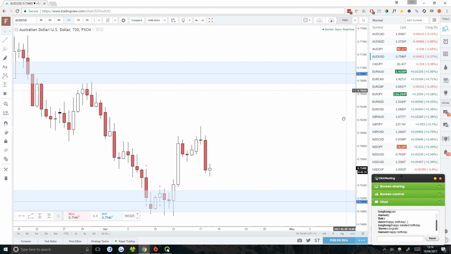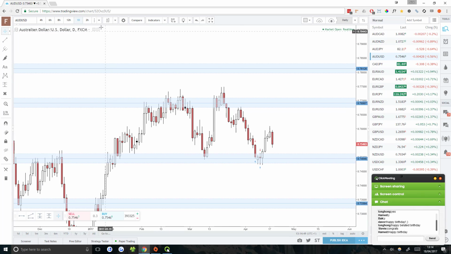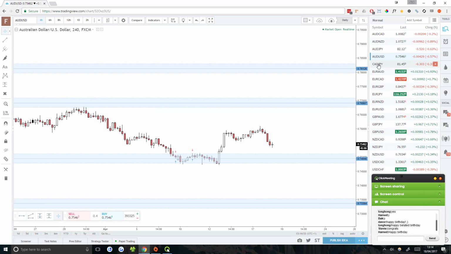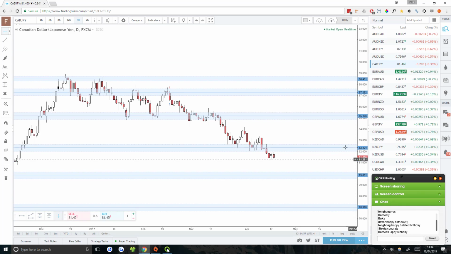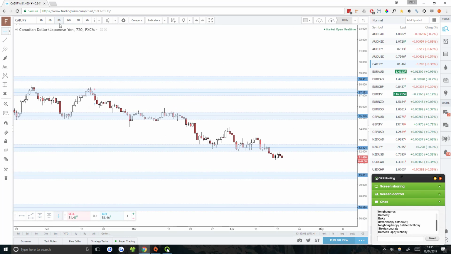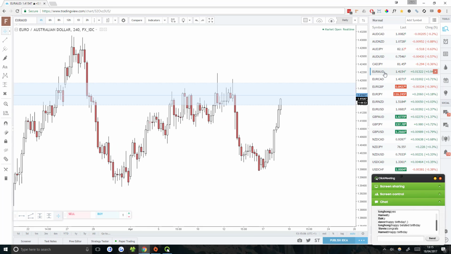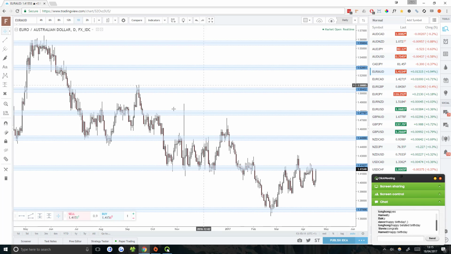AUD USD is in between 2 support resistance areas, so there's nothing I'd really want to jump into on this. Yeah, nothing. All right, CAD-JPY, what's up with CAD-JPY? CAD-JPY is trending down, and it is below support right now, so I'm not too interested in anything there. EUR AUD, huh? Right, EUR AUD is in a massive downtrend.